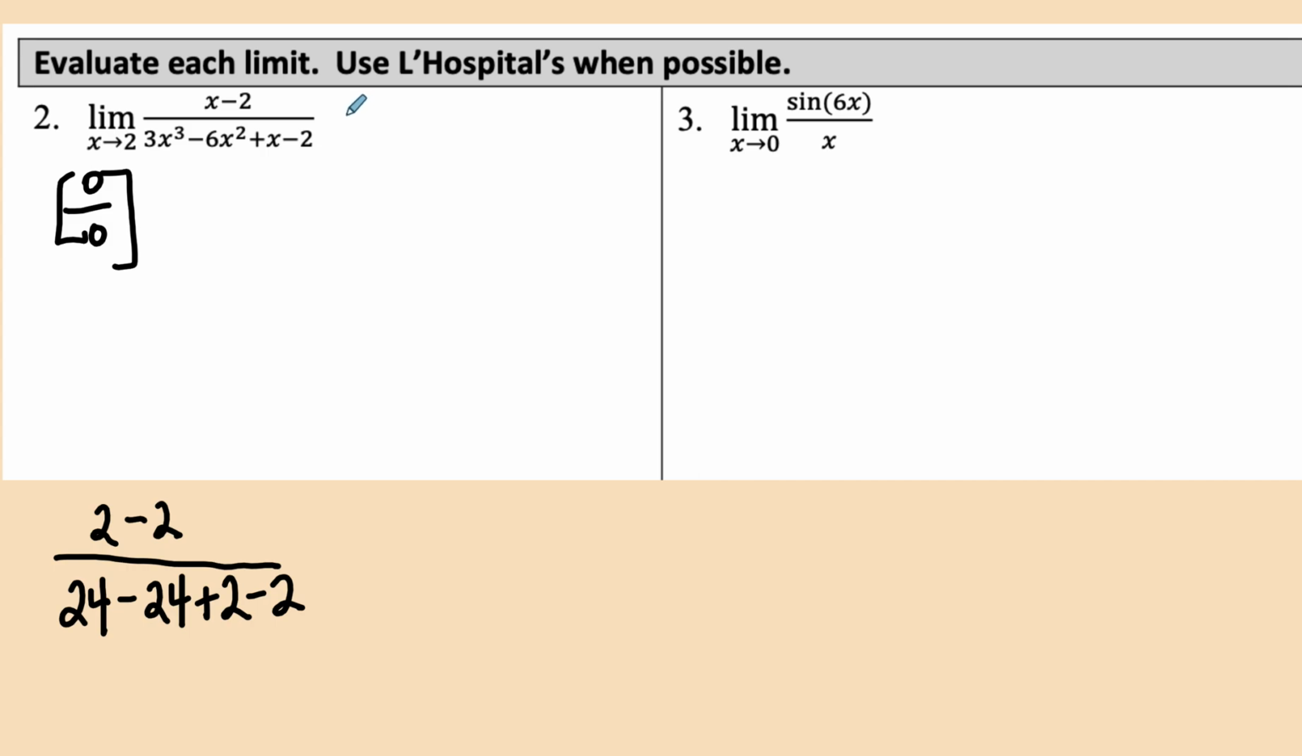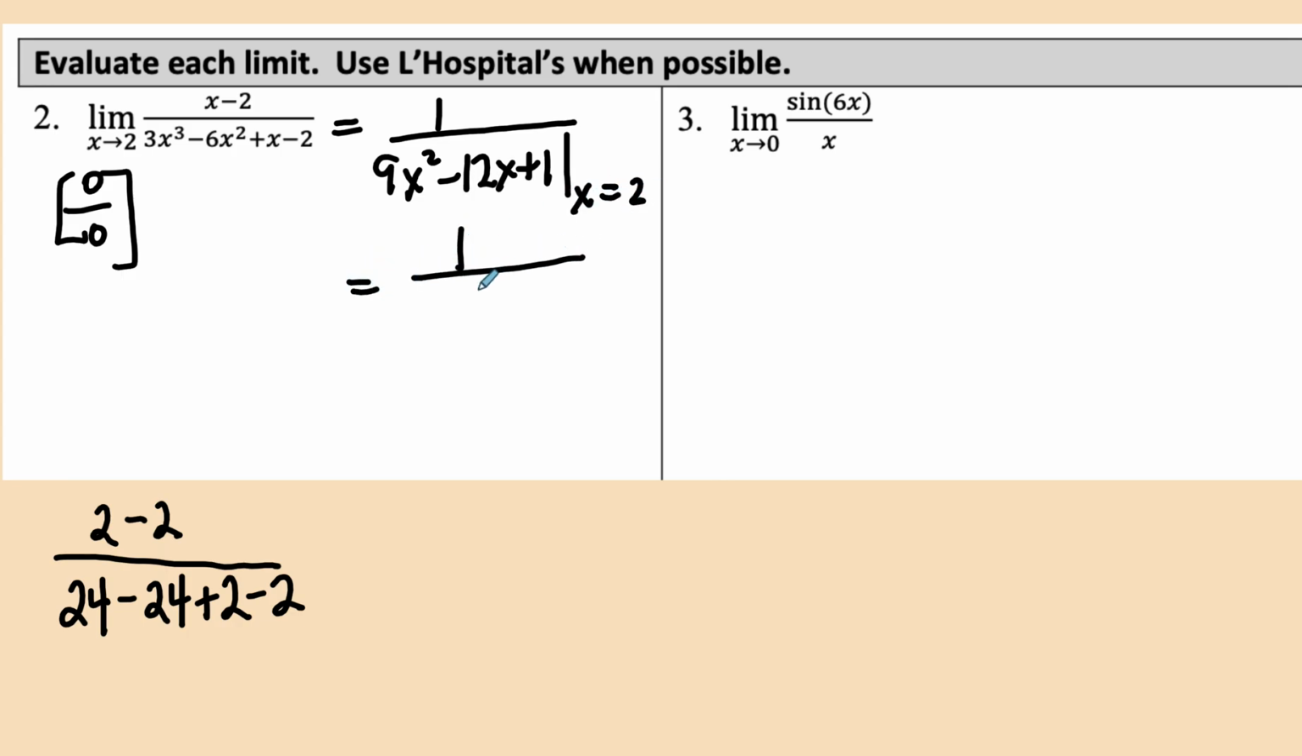So I want to go ahead and find the derivative, and the derivative here is 1. The derivative of the denominator here is 9x squared minus 12x plus 1, but remember I want to evaluate it at x is equal to 2. So the answer is going to be 1 over 36 minus 24 plus 1, and so the answer is 1/13.